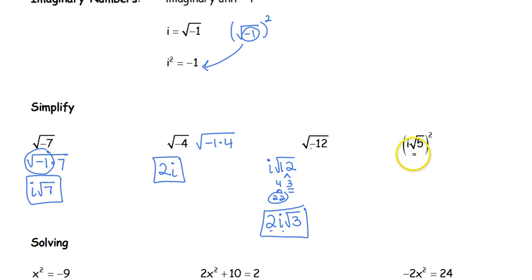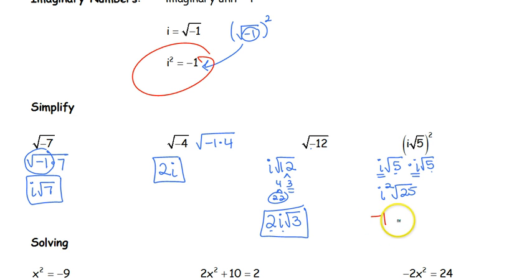Alright, so now we are going to square a quantity. There are two ways you can do this. Sometimes it's easier to just say, well, I've got that quantity twice. So i times i is i squared. Root 5 times root 5 is the square root of 25. Well, if we remember from above, i squared is just a negative 1. And we know that root 25 is 5. So our answer here is a negative 5.